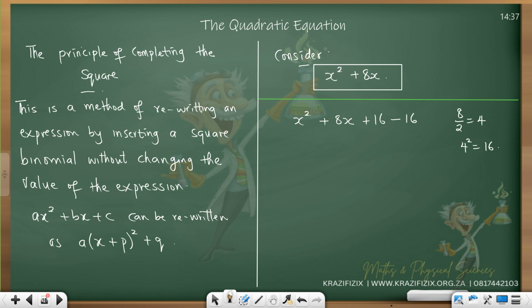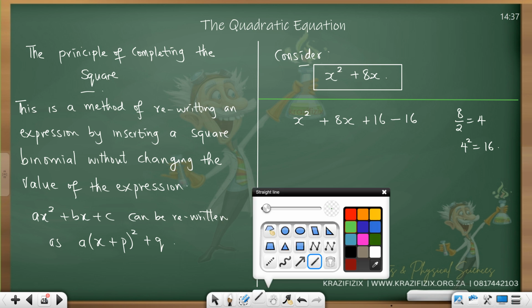x squared plus 8x. I cannot just add any number, guys. It has to be a method. B divided by 2, then we square it. We add it and we subtract. I'll give you the notes. Just want you to appreciate where we're going.